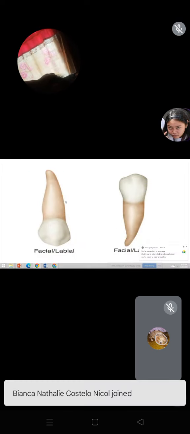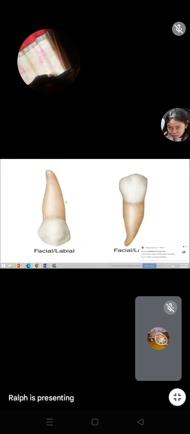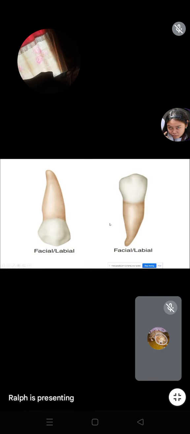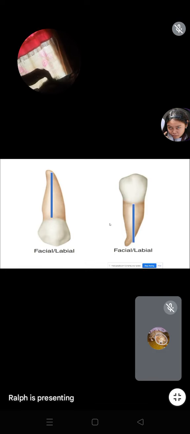The screen on your right, that's your mandibular canine. Now, we will differentiate the two in general, okay? You have the roots, right? There. Okay.